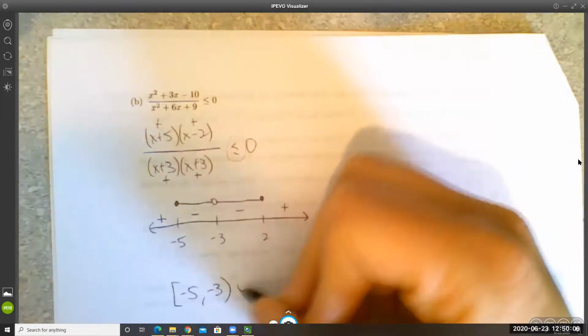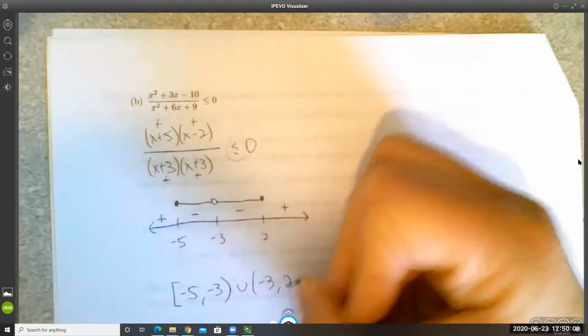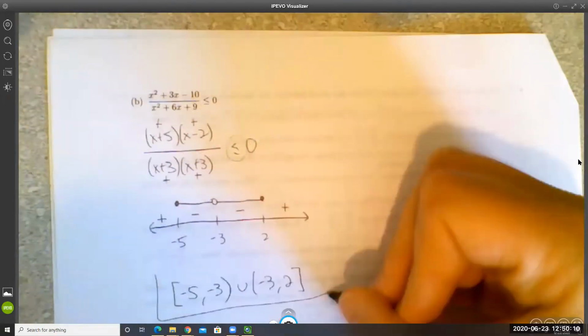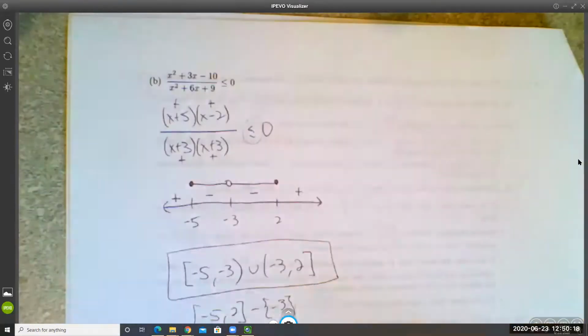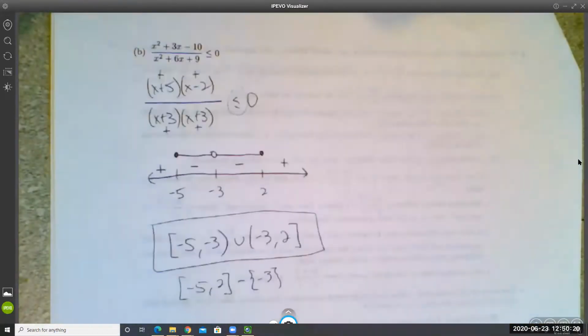So my solution set is negative 5 to negative 3, union negative 3 to 2. Or if you like set difference, you could call it negative 5 to 2, except for negative 3, right? Okay, so that's that one. And hopefully you're catching on. Go ahead and give part C a try on your own. Give the video a pause, see if you can work it out.